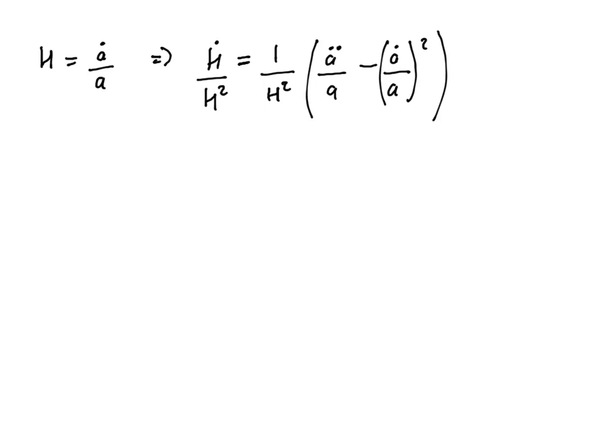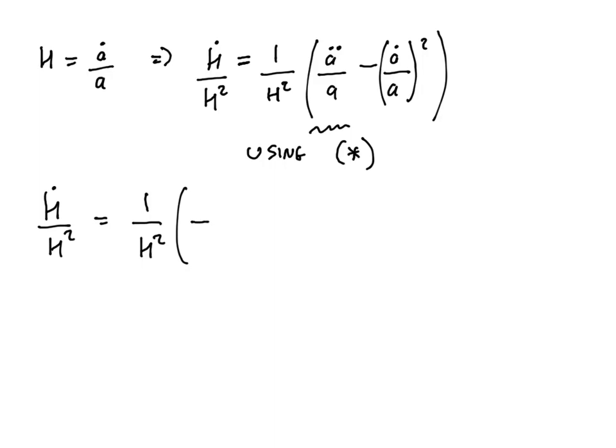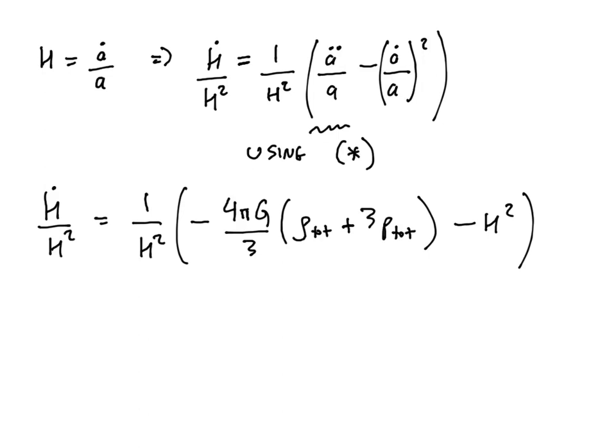Okay, so what do we do next? Well, we have this a double dot here. What I'm now going to do is eliminate a double dot over a using the Raychaudhuri equation, so using the equation that I called star back a couple of slides ago. This is using the component of the Einstein equations that involves a double dot. If you look back, that involves rho total and 3p total. So I can use that to write h dot over h squared as 1 over h squared times minus 4 pi G over 3 times rho total plus 3p total, minus h squared, where this last h squared is of course just this one over here. I have plugged that in there.